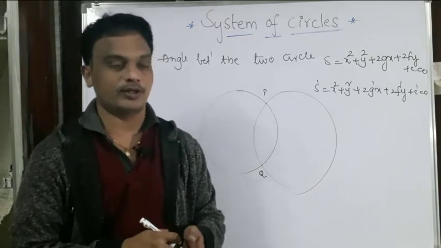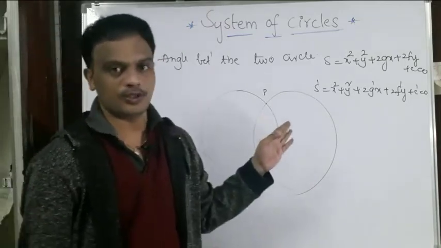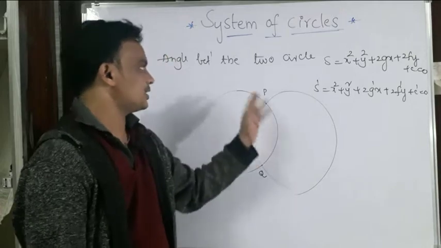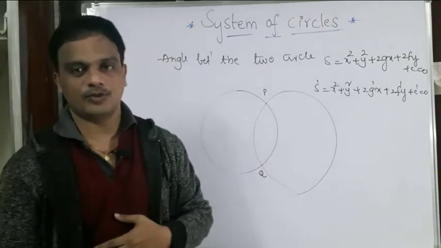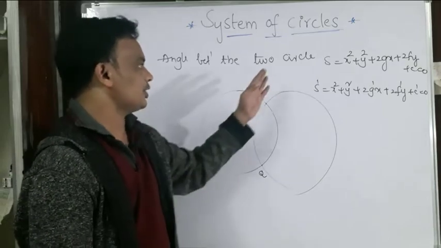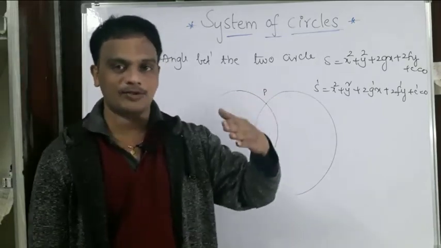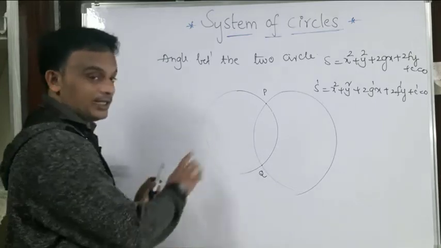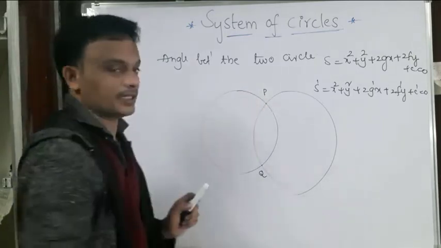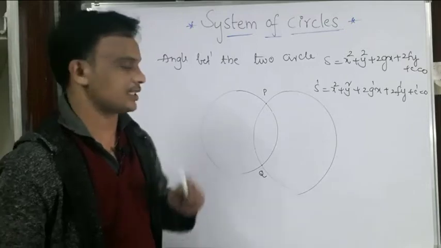Already we know this one. What is the angle between the two curves? Particularly in this case, the two curves are circles. From class 11 we discussed already: angle between the two curves is nothing but the angle between the tangents at the point of contact, at the point of intersection, right?